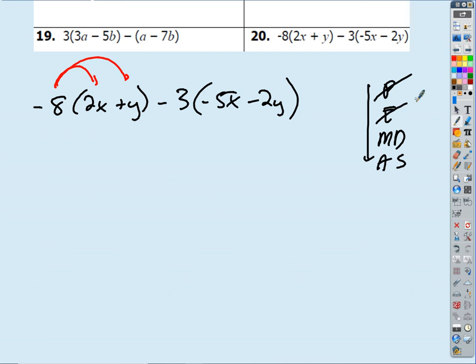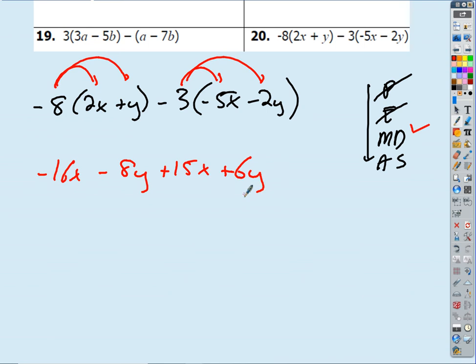There are no exponents. The very first thing we see is multiplication. I've got -8 times this whole thing, which means I'm going to distribute, right? And the same thing with the -3. So what do I get when I do that? What's -8 times 2x? Okay, good. I get a -16x. -8 times positive y, -8y. -3 times -5x. Good, positive 15x, and -3 times -2y, positive 6y.